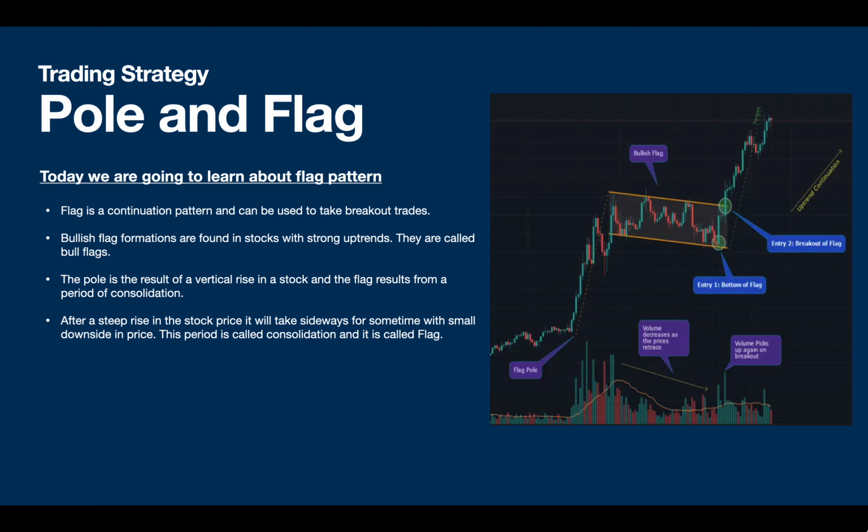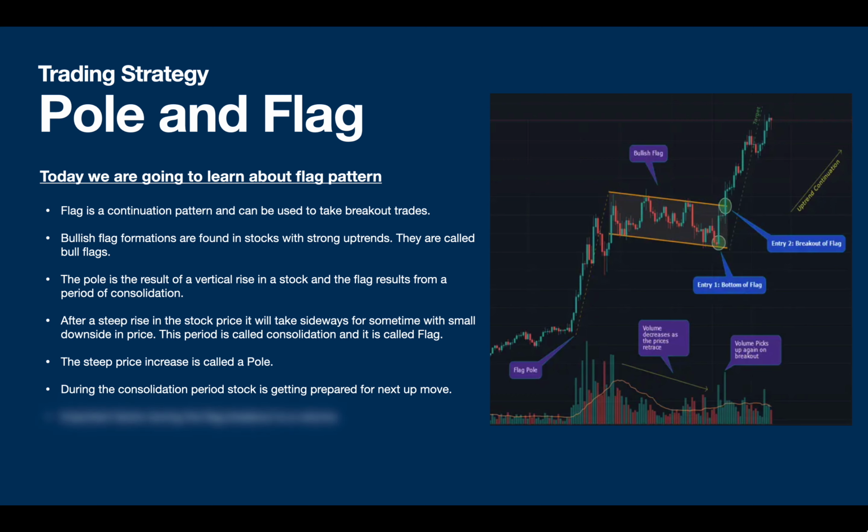After a steep rise in a stock price, it will move sideways for some time with a small downside in price. This period is consolidation and it is called a flag. The steep price increase is called a pole. During the consolidation period, the stock is getting prepared for the next up move. The reverse is true for an inverse flag formation, which can be used in a down trade. One of the important factors during the flag breakout is the volume. We will see a sharp increase in volume when the breakout happens.